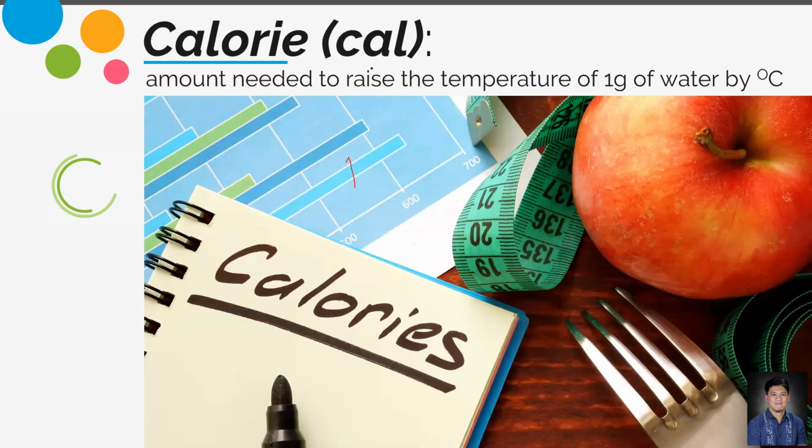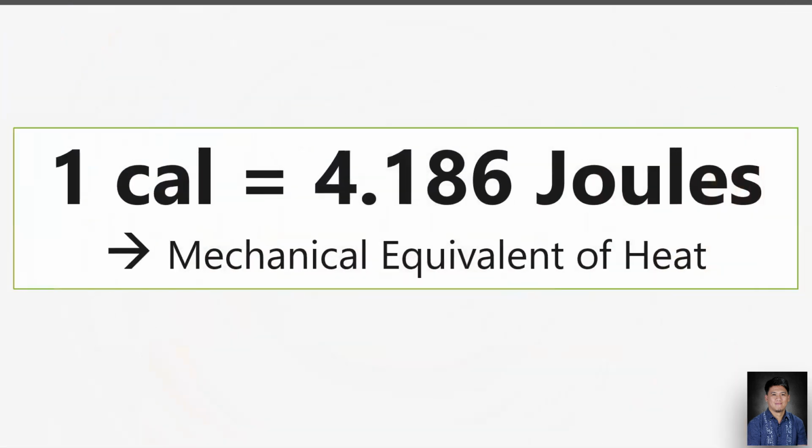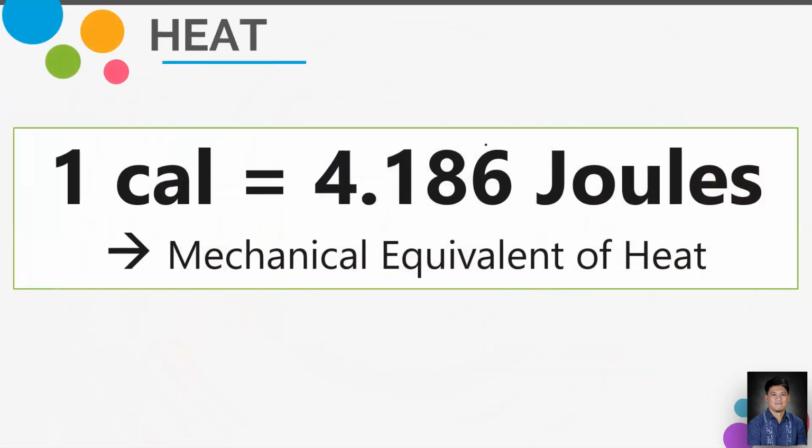To convert calorie to joule or vice versa, we'll use this given value. So 1 calorie is equal to 4.186 joules. Using this value, we can convert calorie to joules or joules to calorie. Okay? So that is the unit for heat.